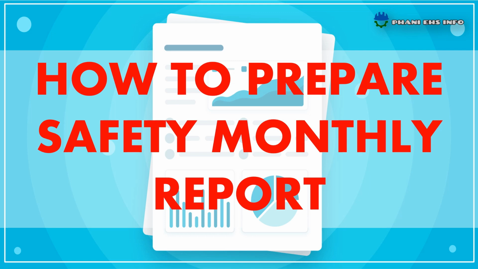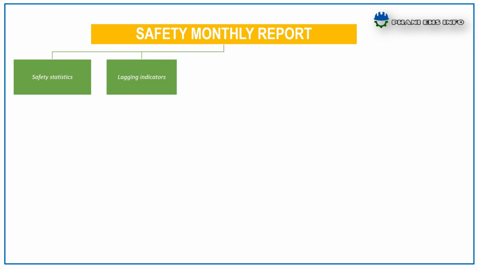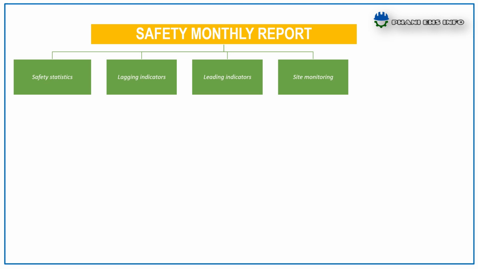First of all, we have to know what things to include in a monthly report. Five things must be included in a monthly report. They are safety statistics, lagging indicators, leading indicators, site monitoring details, and safety improvements. Let me brief these one by one.